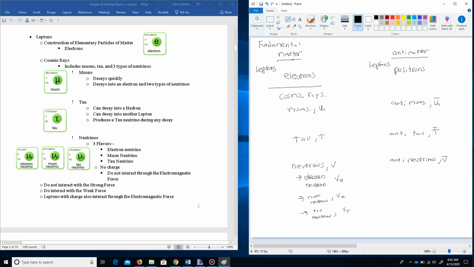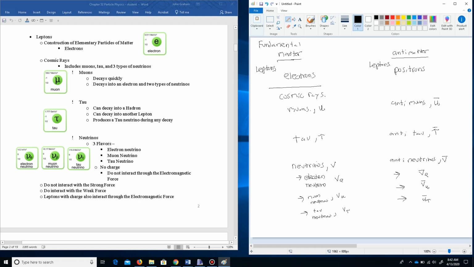And then very similar, I'm not going to write these out, they're all anti: anti electron neutrino, anti muon neutrino, anti tau neutrino. Okay, so those are the other ones. So with these, we are looking at 1, 2, 3, 4, 5, 6 more fundamental particles of matter, and then of course 6 more fundamental particles of antimatter.